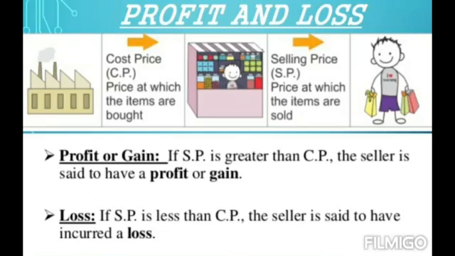Let's start with a quick recapitulation. Our next topic is profit and loss. If the shopkeeper buys articles from the factory, that price is called cost price for him, and he sells those articles to us, so that price is called selling price for him. If the selling price is greater than the cost price, then profit occurs. If the selling price is less than the cost price, then loss occurs.